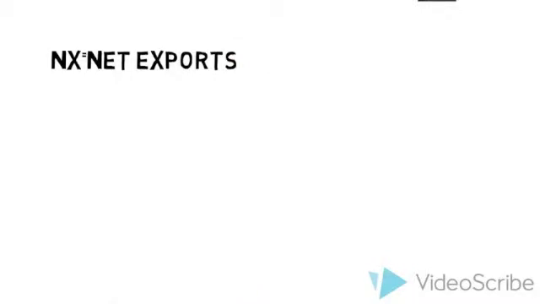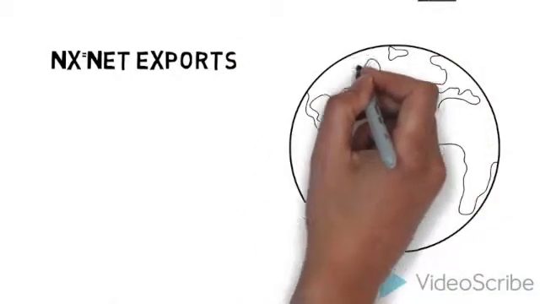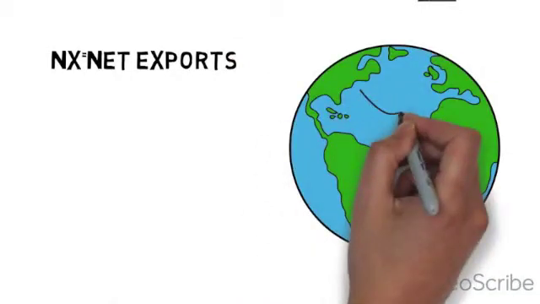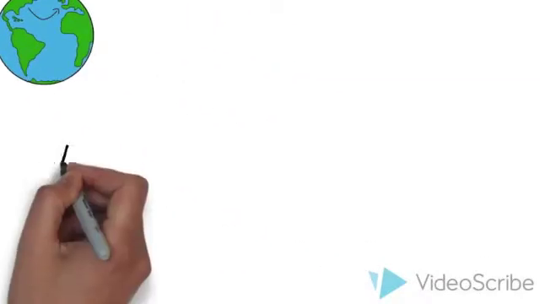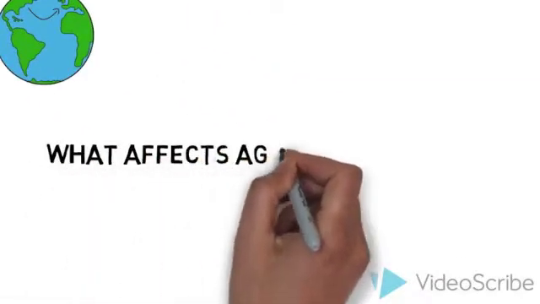And NX stands for net exports, which is the money made off of the goods that America exports. What affects aggregate demand?